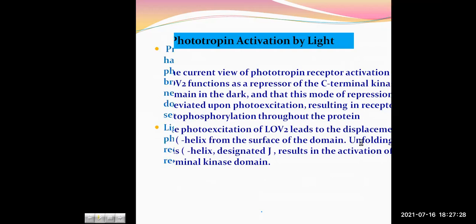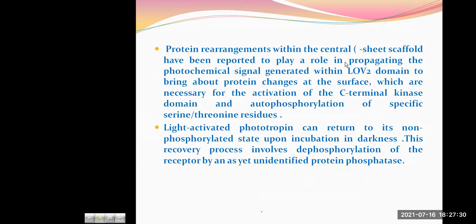C-terminal kinase. Protein rearrangements occur within the central scaffold of this LOV2 domain. This brings about the protein changes at the surface, and these are necessary for activation of the C-terminal kinase for autophosphorylation. This is important. The happening of autophosphorylation is important for phototropins to act, and this autophosphorylation is done by the C-terminal. So the C-terminal kinase is actually the output side.